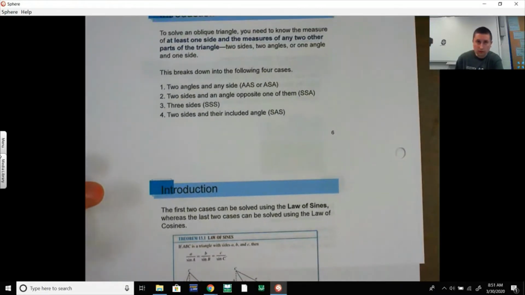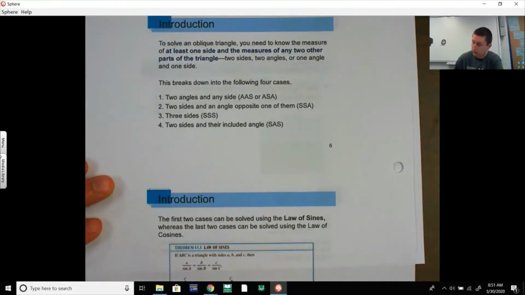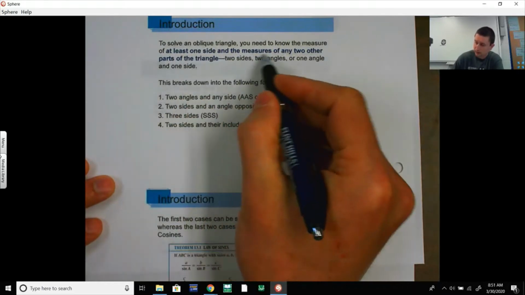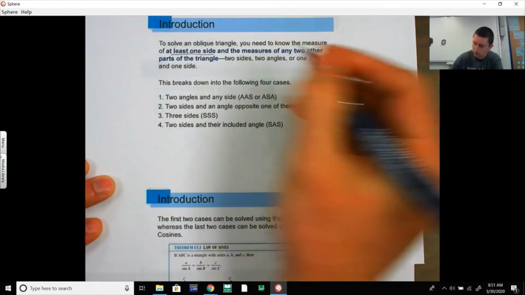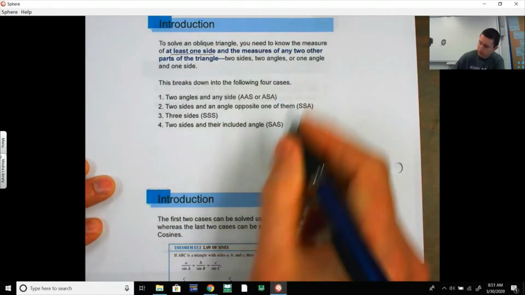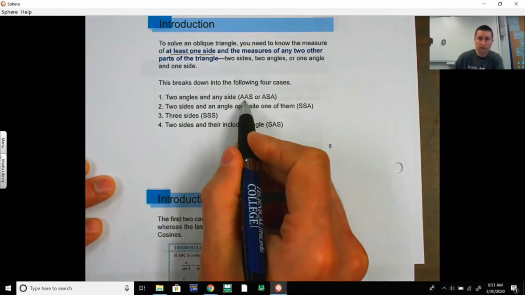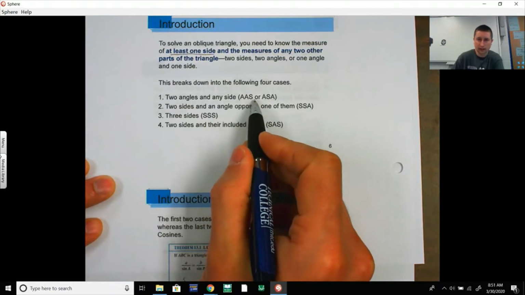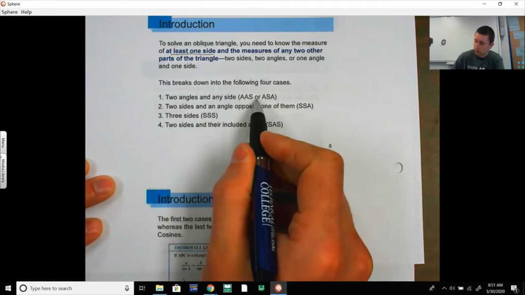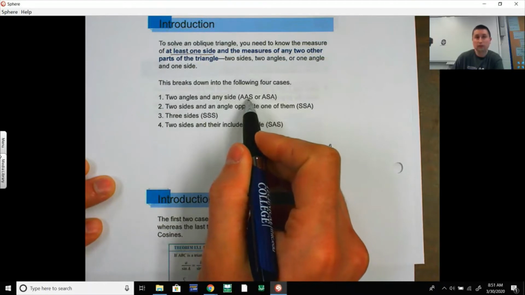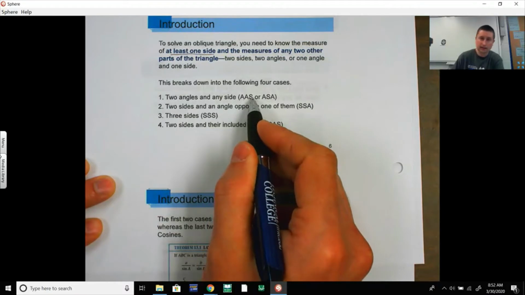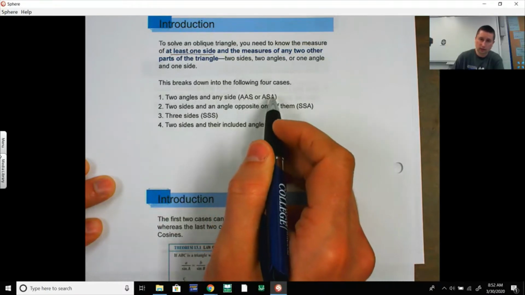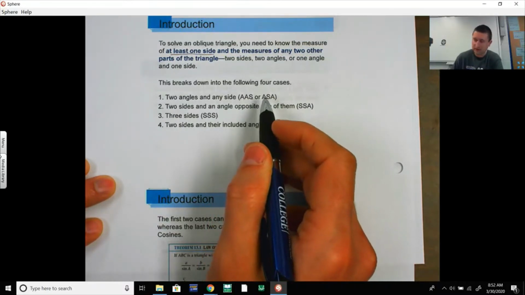So in order to use these laws, you need at least one side and the measure of any two other parts of the triangle. So you have to have a side of the triangle in order to use these laws, and then either of the two that we're going to have. So these are coming from geometry as well. Angle, angle, side, angle. Remember, those are congruency theorems, which means if two triangles have two consecutive angles that are the same and a side that are the same, then they're going to be congruent triangles. They're going to be the same size, same shape.